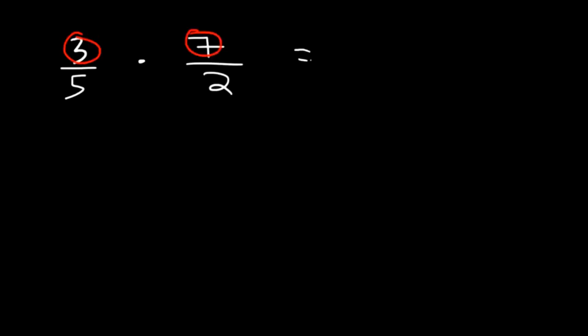In this lesson, we're going to focus on multiplying two fractions. Whenever you need to, multiply the numbers across the fractions. 3 times 7 is equal to 21, and 5 times 2 is equal to 10. And so this is it. The answer is 21 over 10.